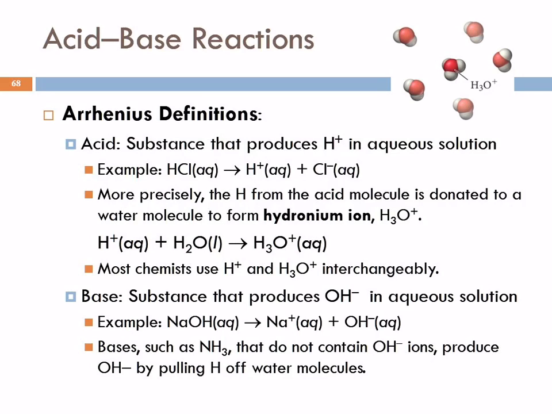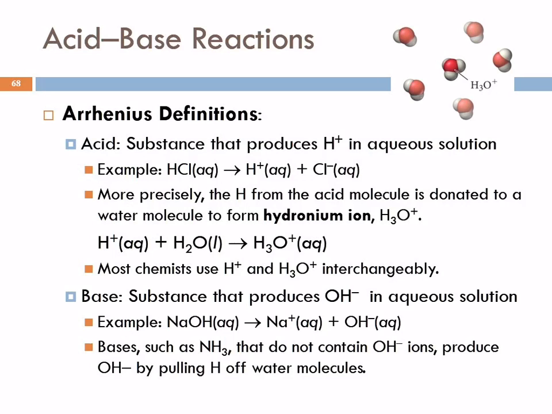The hydrogen from the acid molecule gets donated to a water molecule, and that forms what's called the hydronium ion. So this H+, let's think about H+. A hydrogen atom has how many protons and electrons? One. It has one proton, one electron. When it becomes an H+ ion, it loses its only electron. So all that's left is a proton. A hydrogen ion is a bare, naked proton.